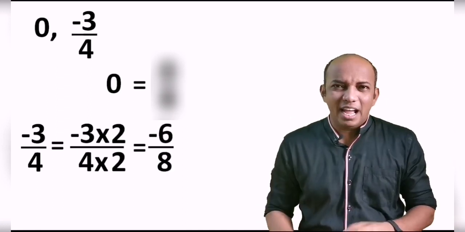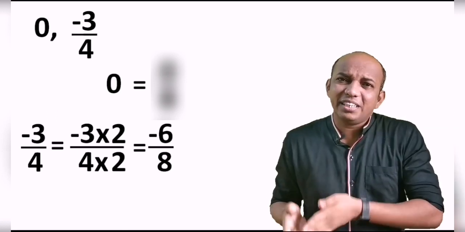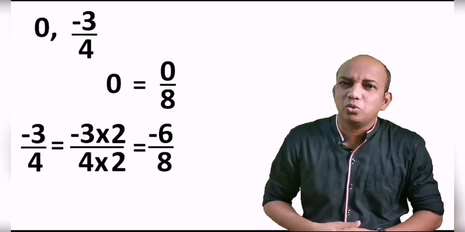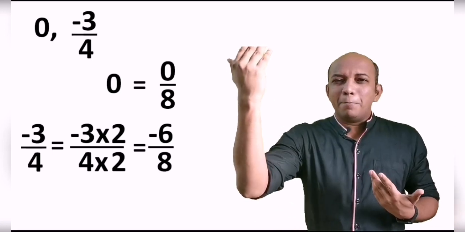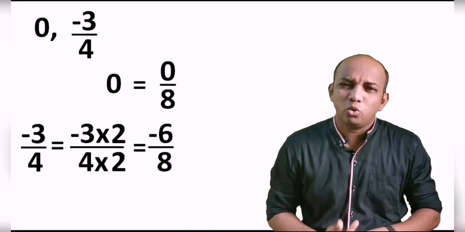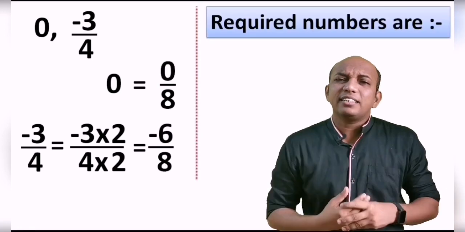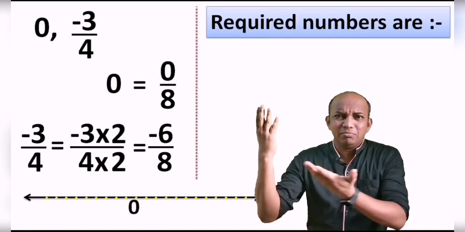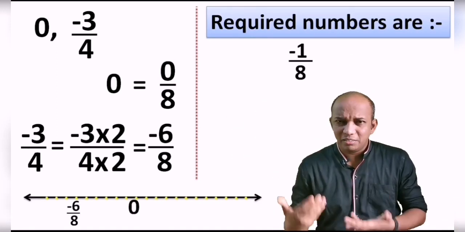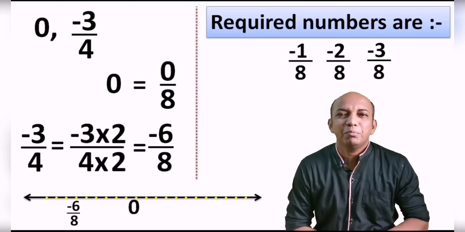Minus 6 upon 8, and as the denominator is 8, we can consider that same 8 is there with 0 also. Now 0 upon 8 to minus 6 upon 8, and we have almost 5 numbers, right? So you can write any 3 of them. As a result, I can say we can write minus 1 upon 8, minus 2 upon 8 and minus 3 upon 8 as the required numbers.